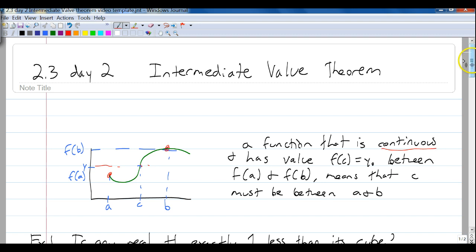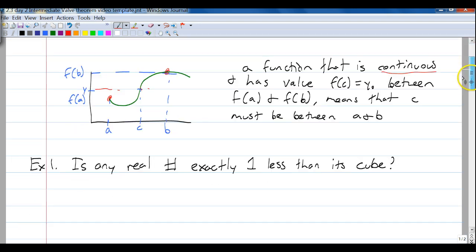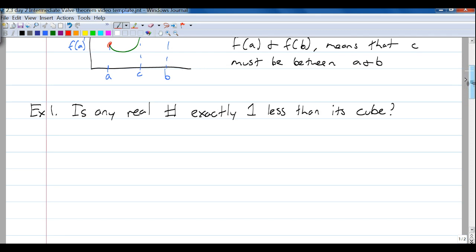So let's see how we can use this in practice. Is any real number exactly 1 less than its cube? Well, let's call the real number x. Is x equal to 1 less than its cube? Its cube means you're taking that number and cubing it and then taking away 1. So here we have our equation.